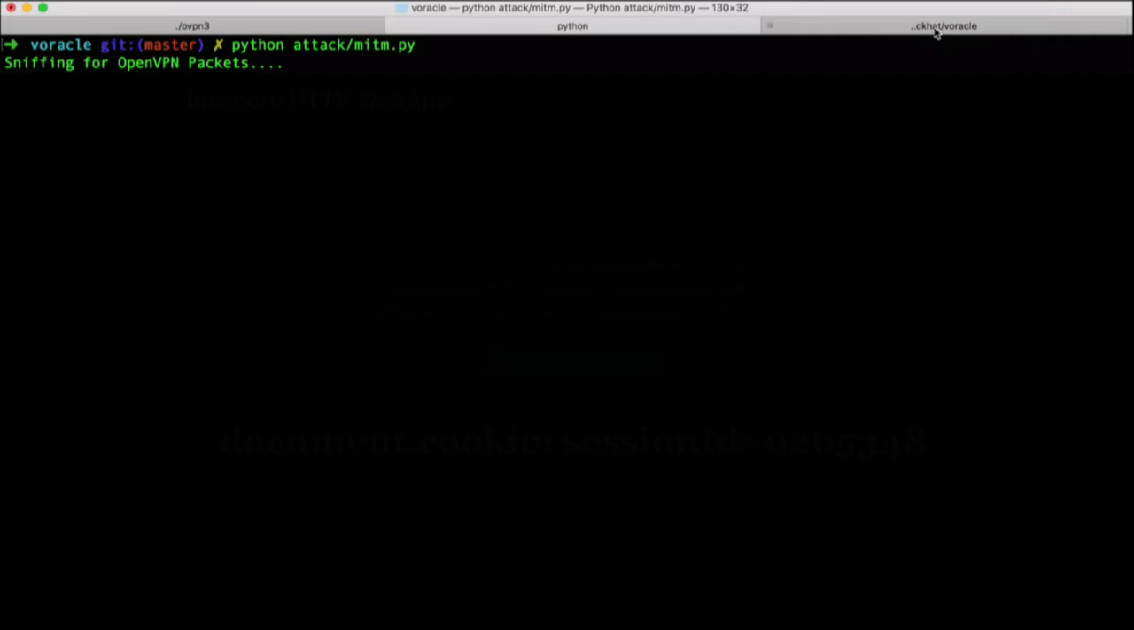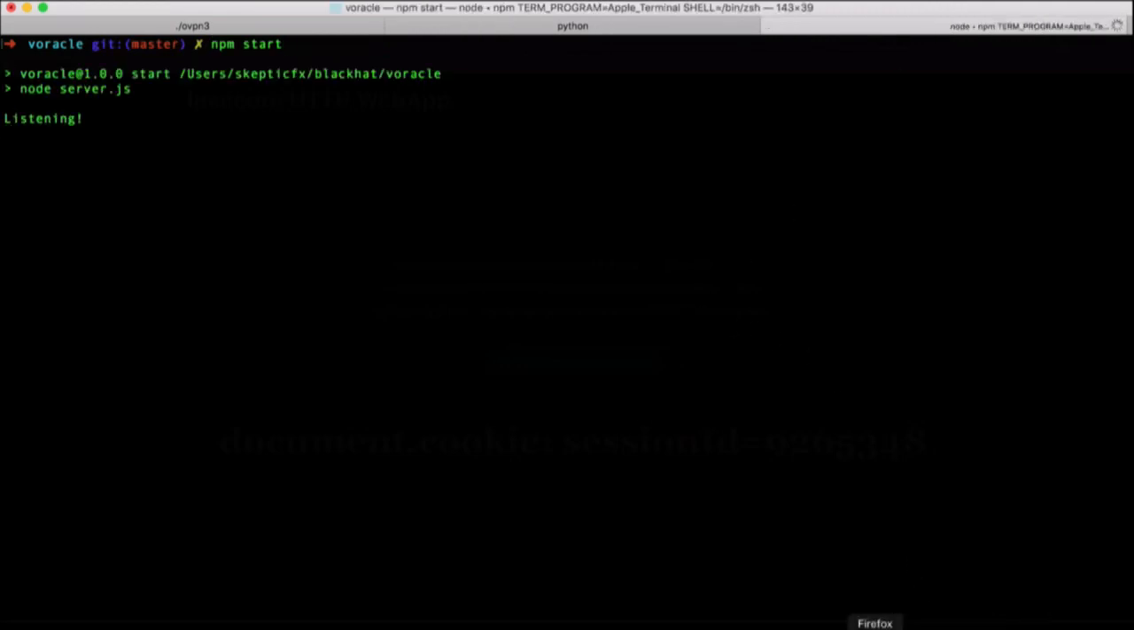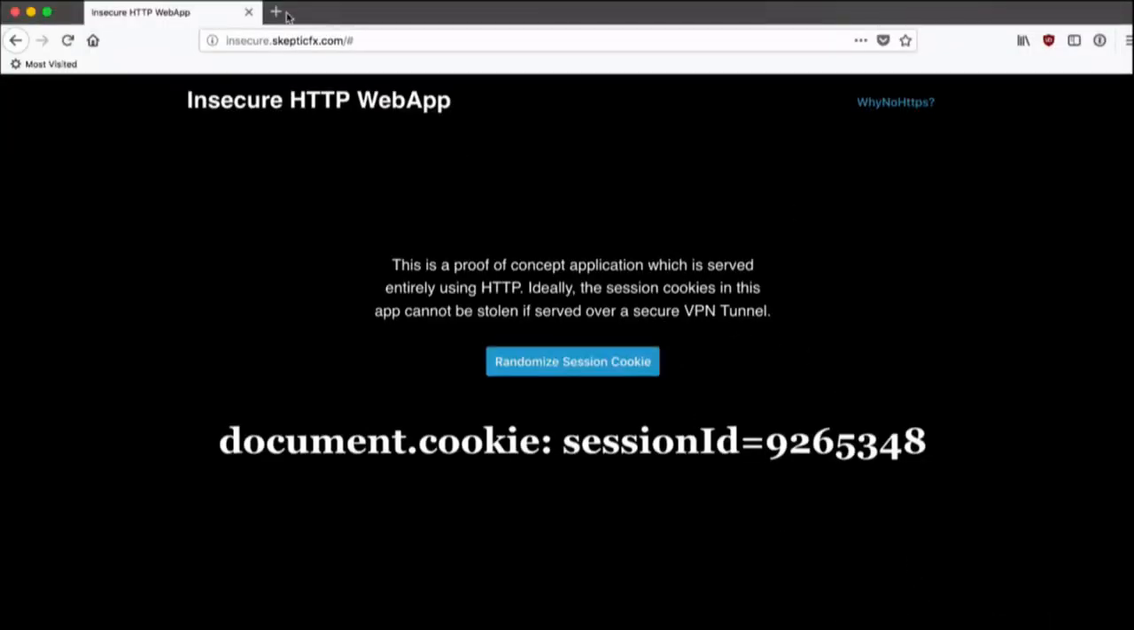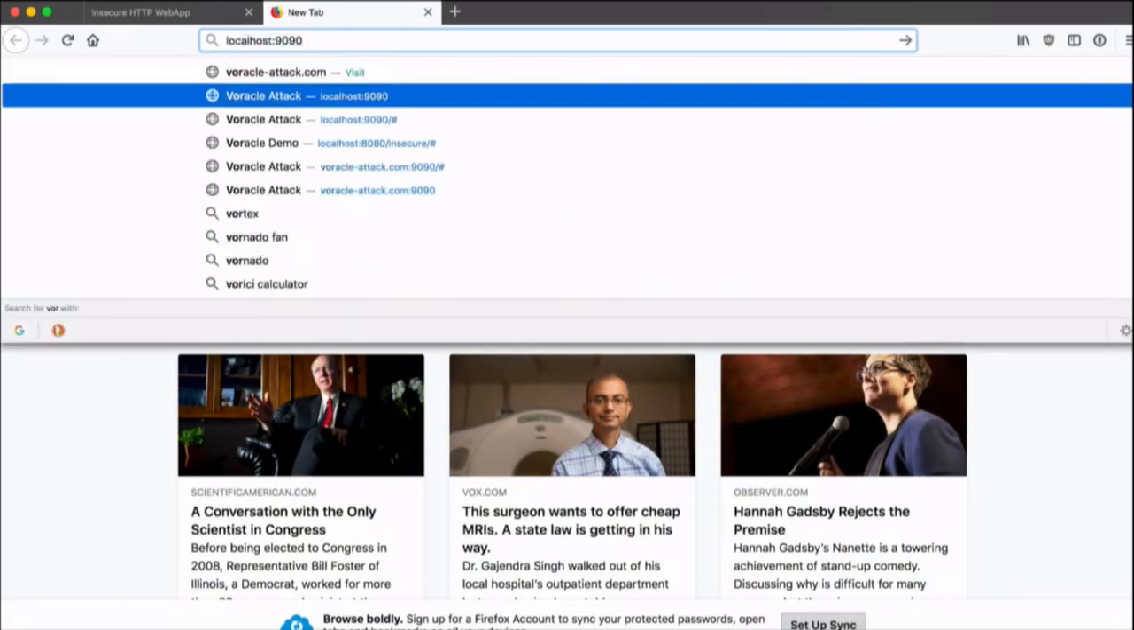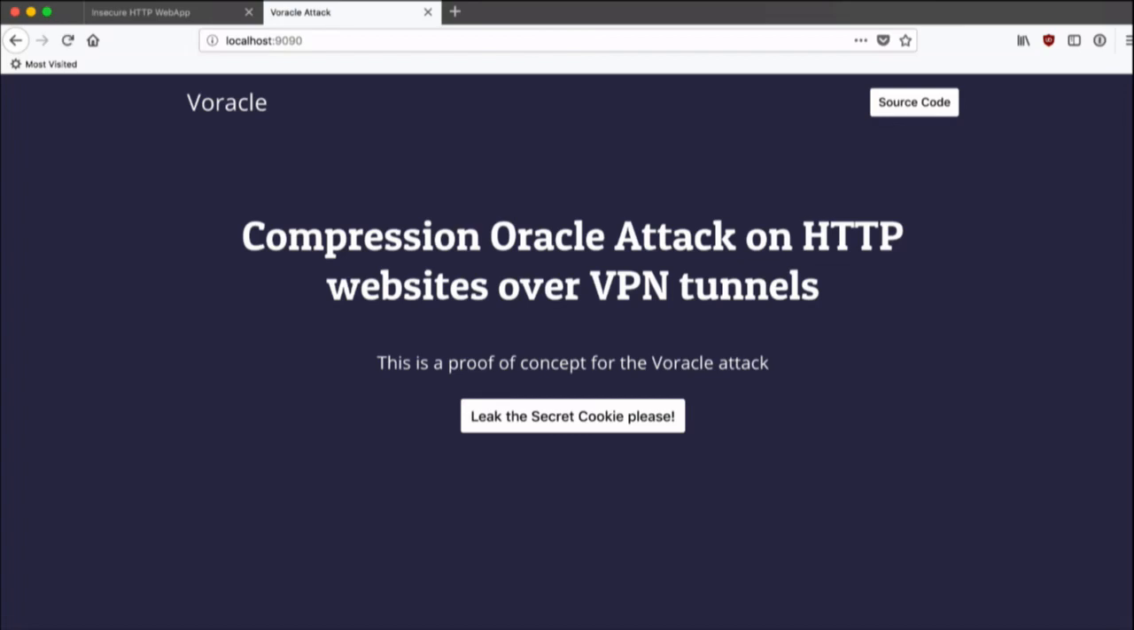So we're going to start the attacker server in the other tab here. It's just a small Node.js server, which listens to these packets from the OpenVPN sniffer and tries to conduct the compression oracle attack. Okay, so let me start the attacker server here. I'm running this locally, on localhost 9090.